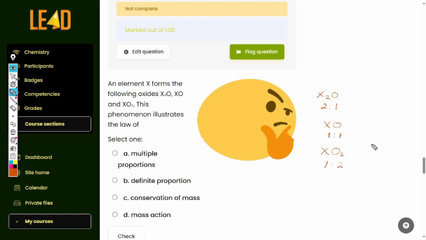So the law that describes this phenomenon is the law of multiple proportions, that tells us that when two elements come together to form different compounds, if the masses of the elements are varied or the amounts are varied, you're going to get multiple proportions or multiple ratios of different compounds. Okay, so the answer here is A, multiple proportions.